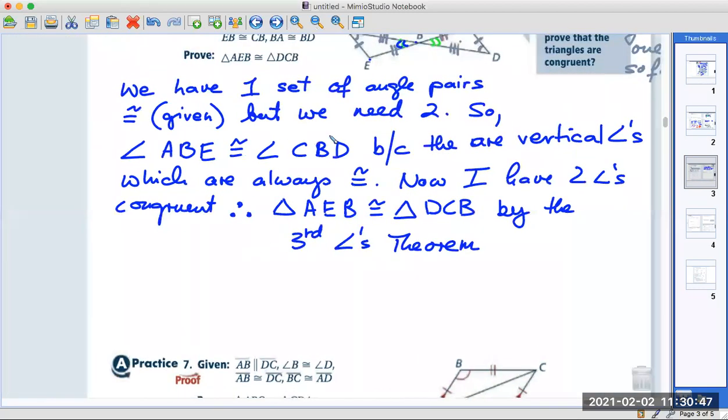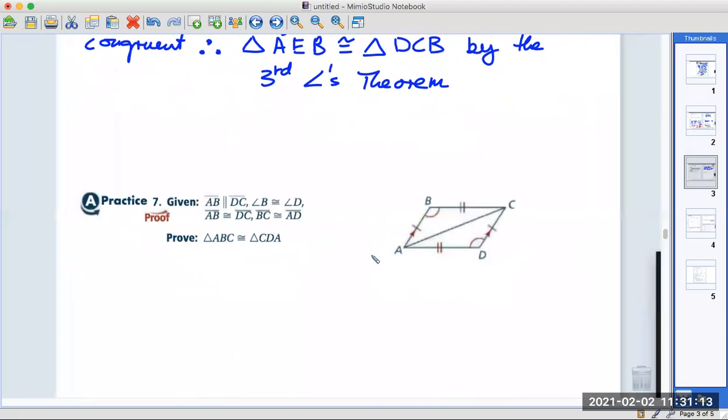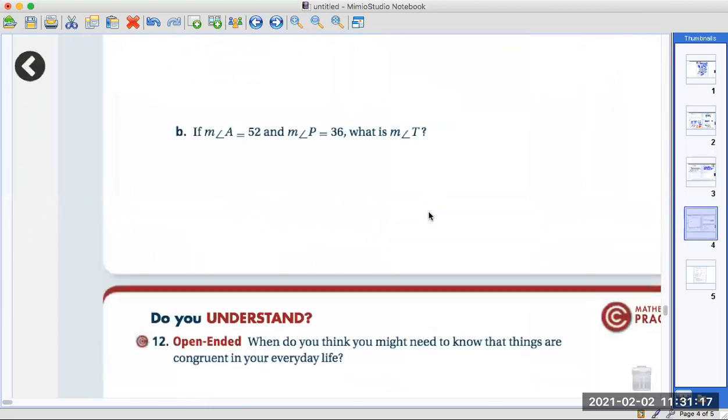So let me reread that. We have one set of angle pairs congruent, which are given, but we need two. So angle ABE is congruent to angle CBD because they are vertical angles, which are always congruent. A lot of words, huh? Now I have two angles congruent, and therefore the two triangles are congruent by the third angles theorem. Perfect.